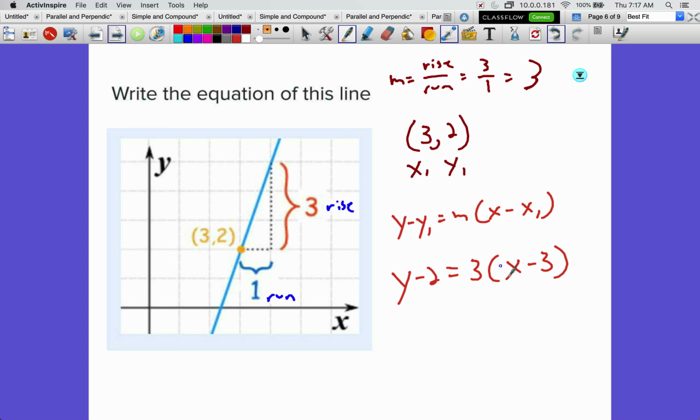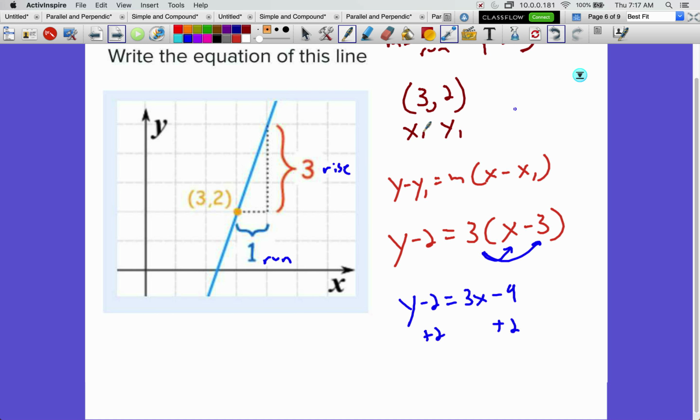And again, we just want to use this as a stepping stone to get to slope-intercept form. So y minus 2 equals 3x minus 9. Then add 2 to both sides. And we get our equation in slope-intercept form, y equals 3x minus 7. And then check for reasonableness. This says our y-intercept would be negative 7. If this line kept going, does it look like it would cross the y-axis at about negative 7? Yeah, that's very believable. We can't see it exactly, but at least it's not a positive number, or too big of a negative number.